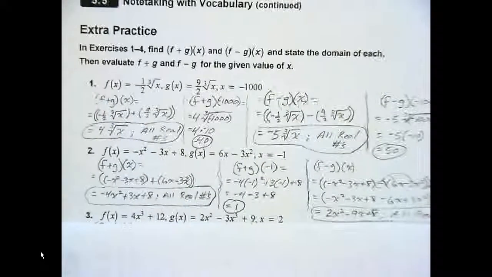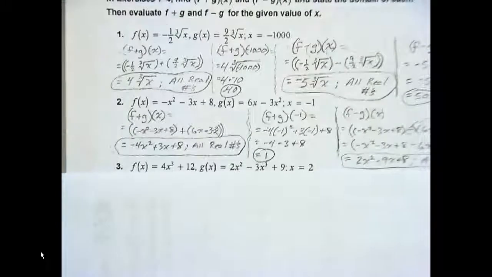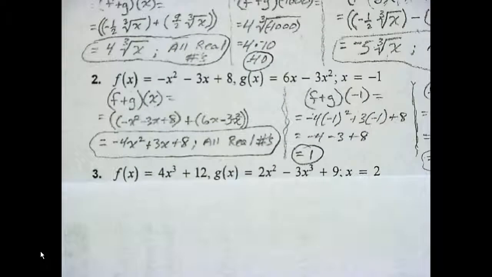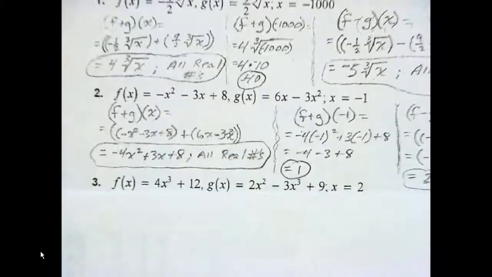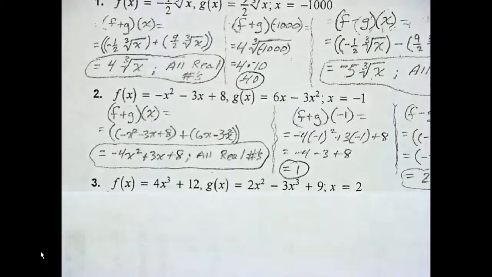Number 2. First part, the sum. The sum is negative 4x squared plus 3x plus 8. All real numbers is our domain. We do f plus g of negative 1. We get 1. How many got it? Okay.